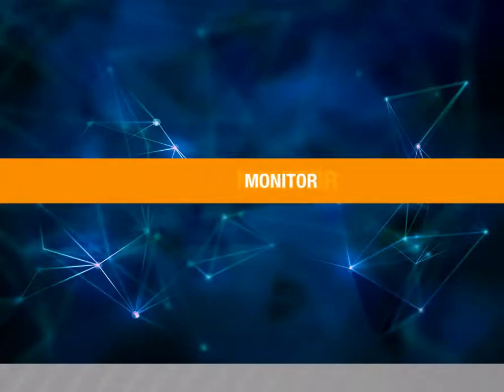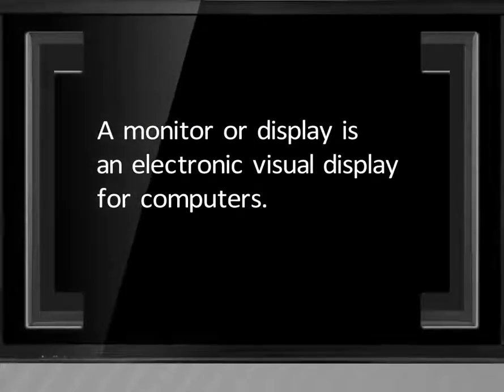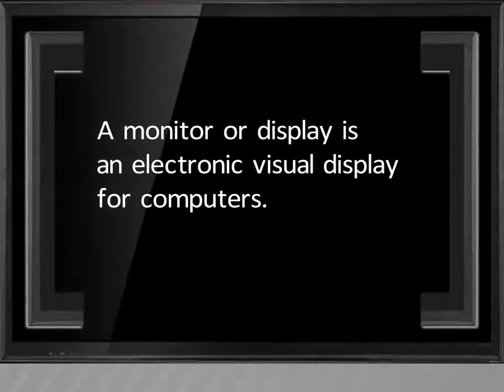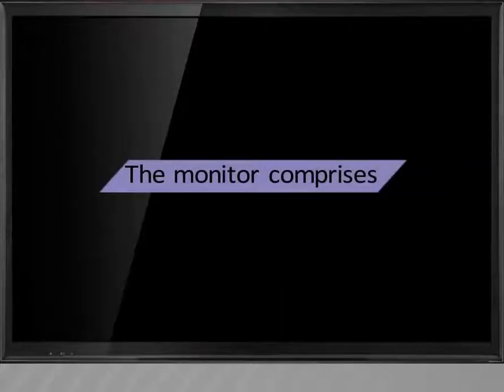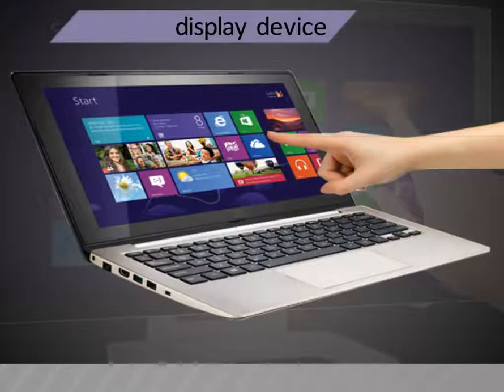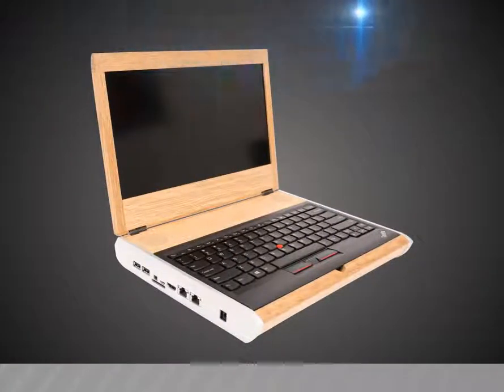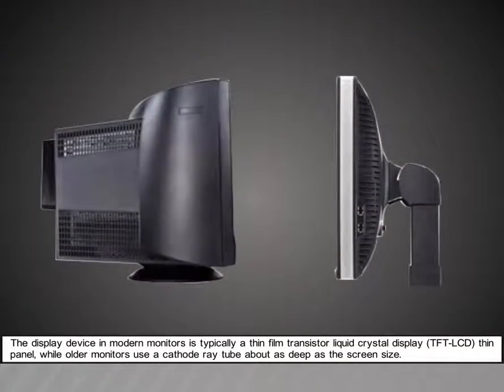Monitor. In this video, we are going to see about monitor. A monitor or display is an electronic visual display for computers. The monitor comprises display device, circuitry, enclosure. The display device in modern monitors is typically a thin film transistor liquid crystal display, that is TFT LCD, thin panel, while older monitors use a cathode ray tube about as deep as the screen size.